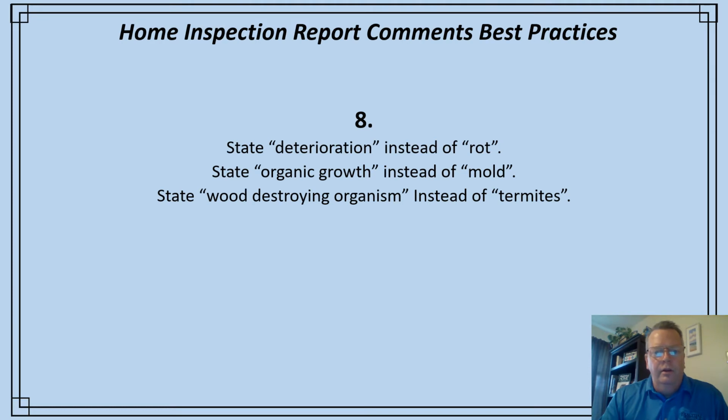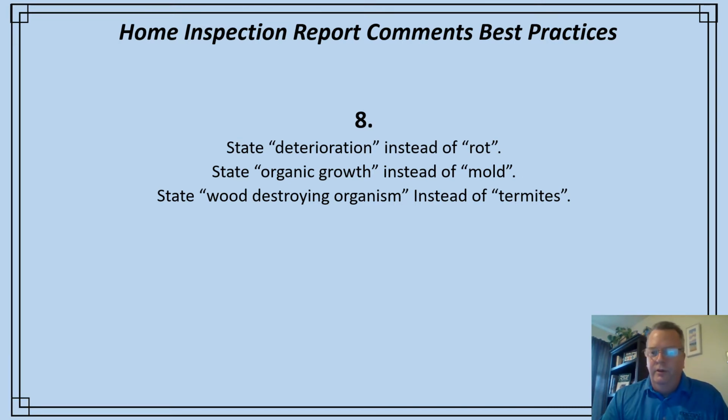All right, number 8, I recommend stating deterioration instead of rot, organic growth instead of mold, and wood-destroying organism instead of termites. Especially with mold, you can't really tell if something is mold unless the organic growth is taken to a laboratory setting and tested to confirm that it's mold. So don't say it's mold, just say it's organic growth.